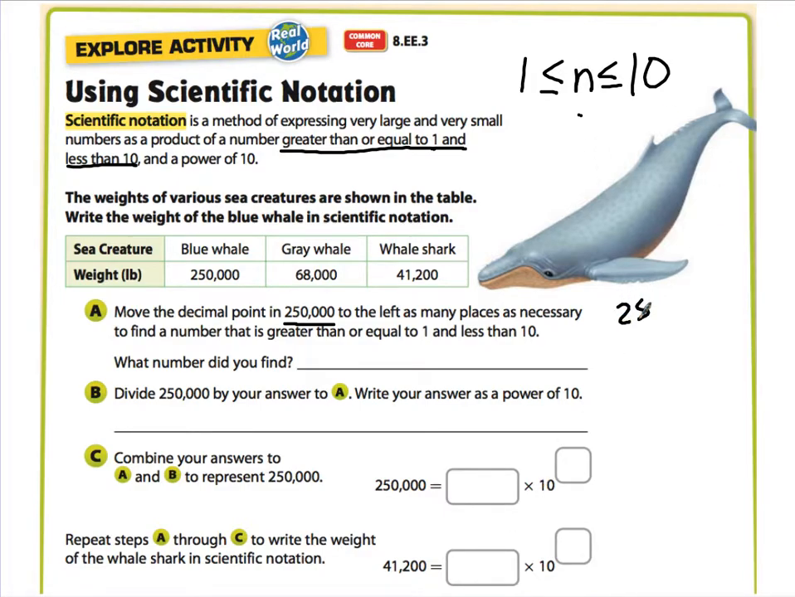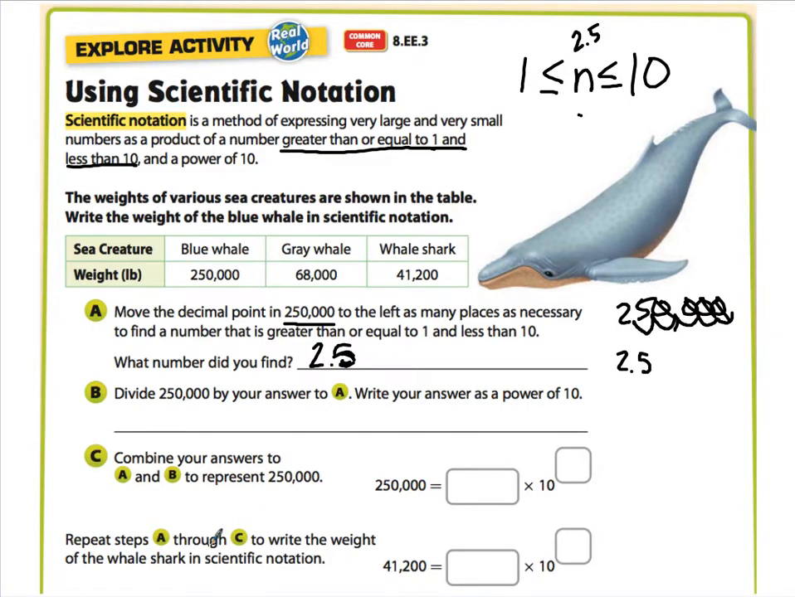So if I have that 250,000 and I move it 1, 2, 3, 4, 5 places, if I move that decimal and put it between the 2 and the 5, it gives me 2 and 5/10, because I can take all these zeros off. This number fits the criteria. 2 and 5/10 does fall between 1 and 10. So when I did that, I got 2 and 5/10.